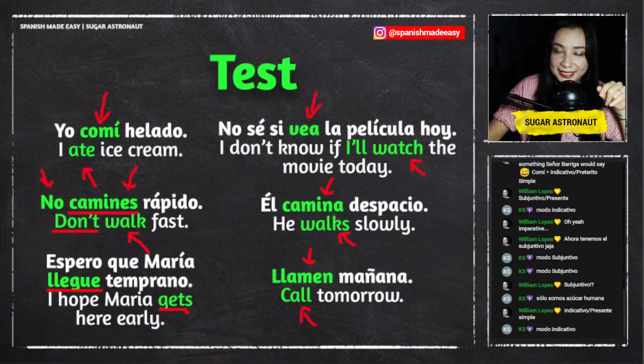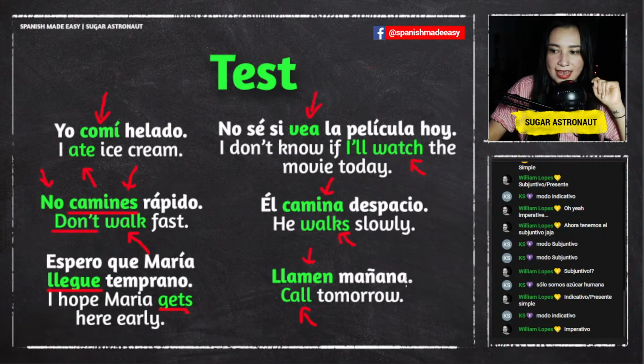This is very, very easy, guys. When you know what the moods are about, man, everything becomes, I don't know, like way easier for you. I see Will is saying imperativo, modo imperativo. And this is affirmative, positive command. A positive or affirmative command. And it's true. This is a command.